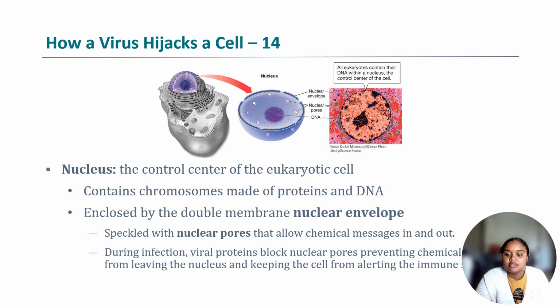The nucleus is your brain center. The nucleus is the brain of the cell. It's the control center of the eukaryotic cell, is a good way of saying it. It contains your chromosomes, your histone proteins, and the DNA to make proteins. It is enclosed by a double membrane called the nuclear envelope, which we said is contiguous with your endoplasmic reticulum. Remember that? And it has nuclear pores, these speckled nuclear pores that allow chemical signaling to go in and out of your cell.